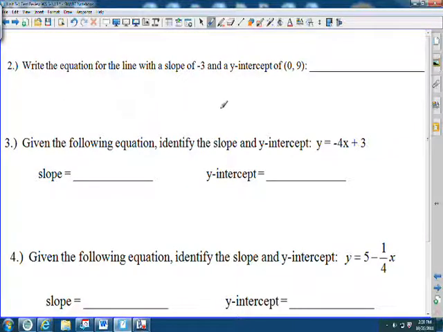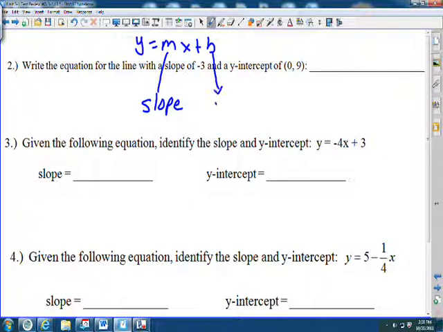2 says write the equation of a line with a slope of -3 and the y-intercept is 9. Remember, we have y equals mx plus b. M is the slope. B is always the y-intercept. I have y equals, m is the slope, so I have -3x plus 9. There's your equation.